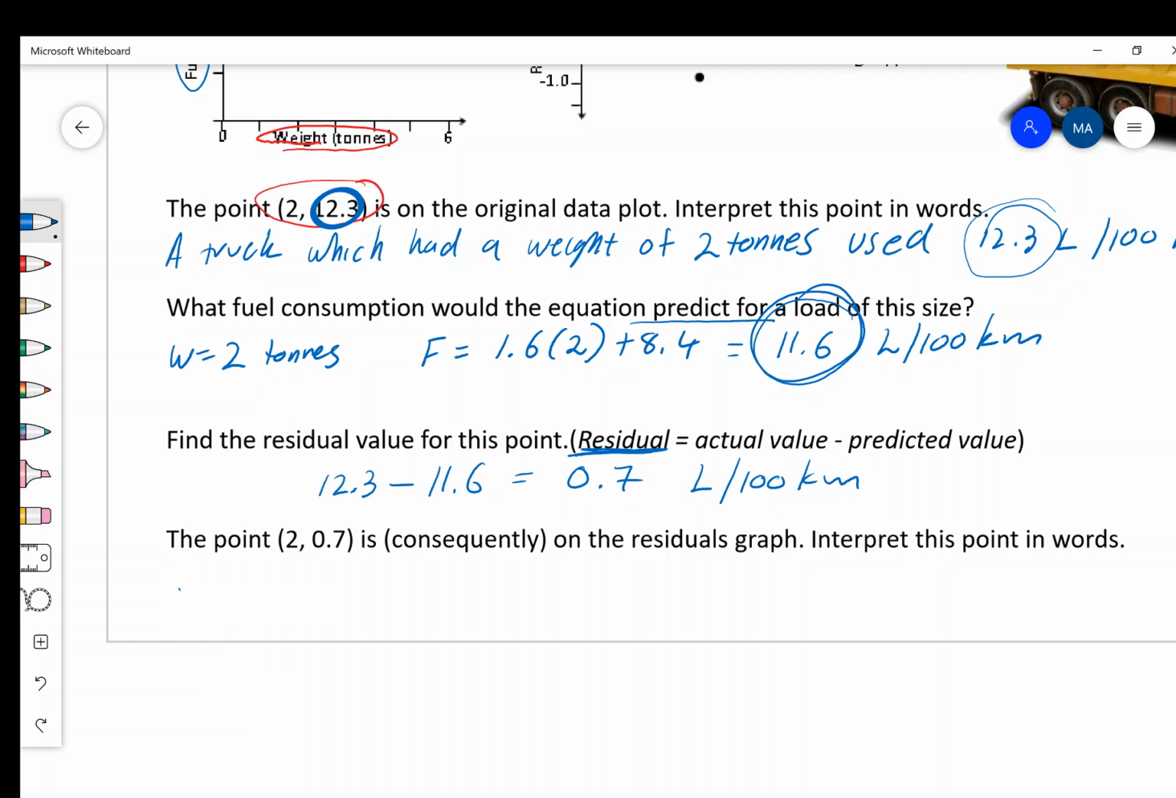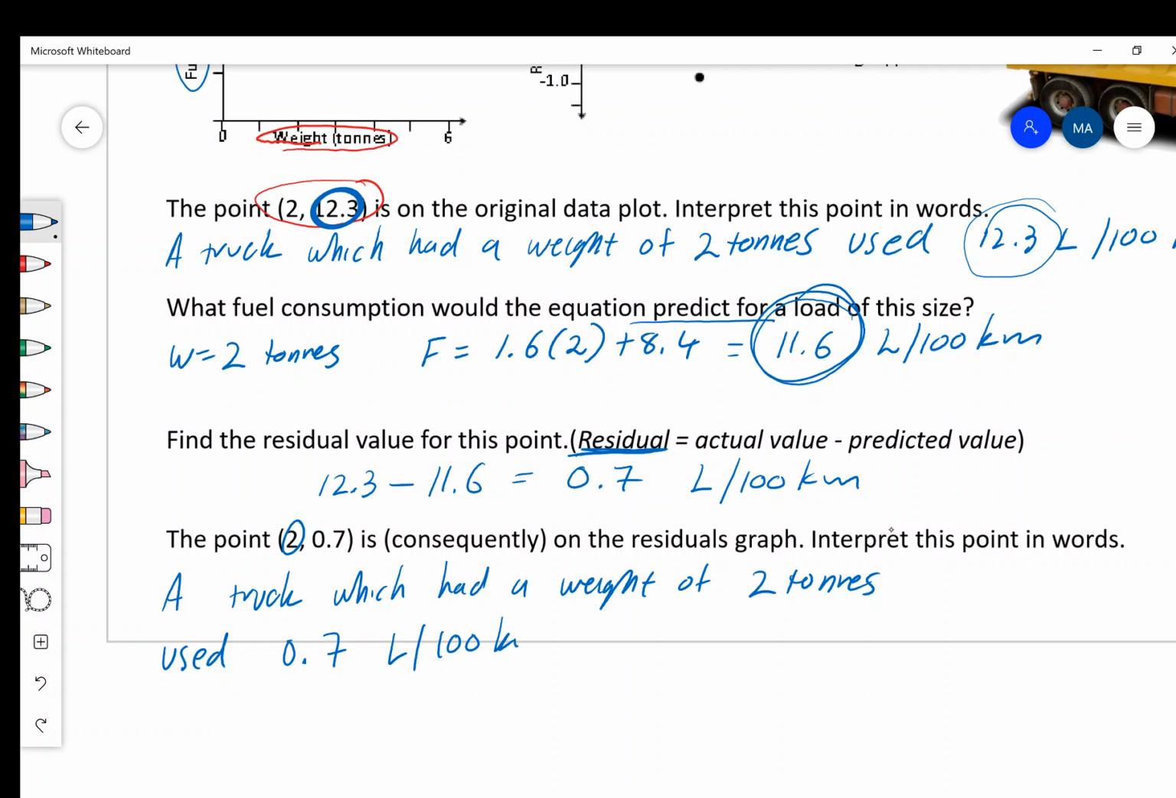I better start with this 2 here. That's still important. So we'll mention that a truck which had a weight of 2 tonnes used 0.7 litres per 100 kilometres more than predicted by the equation.